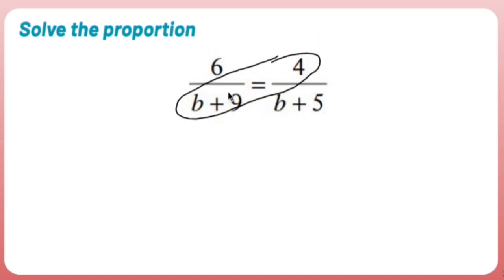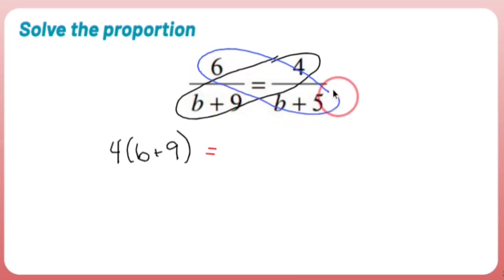Now, since down here you have b plus 9, I'm going to write it out so that I have b plus 9 in parentheses so I remember to distribute. After you do one set of diagonals, you put down that equal sign, and then you multiply the other set of diagonals. So 6 times b plus 5, and again, I'm going to make sure I put b plus 5 in parentheses.